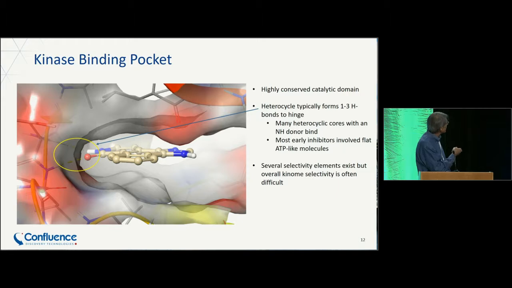And then basically then you would progress out. Because there aren't many great selectivity elements within kinases, particularly early, it was very hard to get good selectivity, and you often tended to build larger molecules. And so it was very hard in the 90s to come up with a compound that was truly selective.